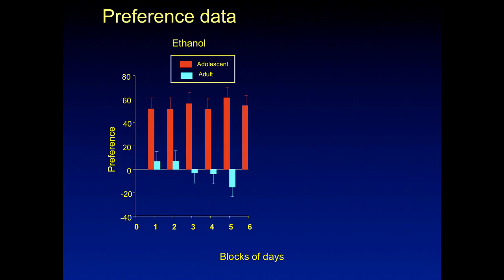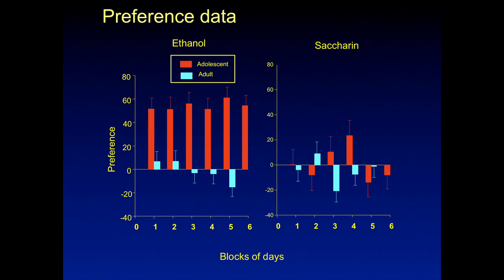This is a sweetened ethanol solution. By the way, they also drink a lot of non-sweetened solution as well. And this is the sweetener alone, and what you find is that the effect in adolescents, the increased intake, is specific to the sweetened ethanol. You don't see it just with the sweetener alone. So it is alcohol. It does appear that this increased intake is alcohol related.